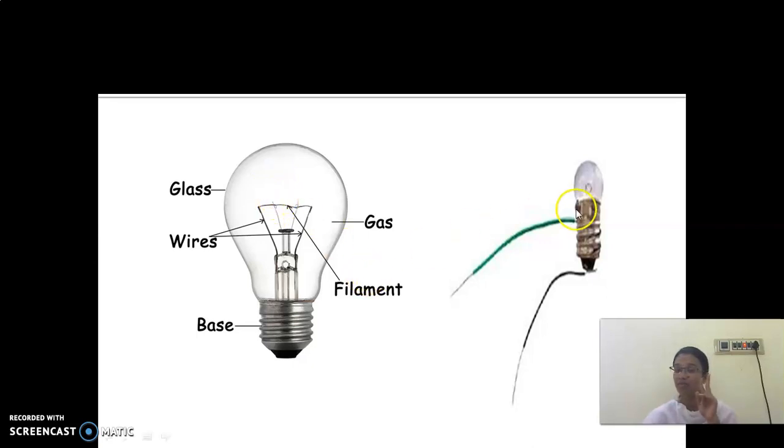So we have two terminals. Look at here. One is at the top and the other one is at the bottom. So we can take a cell and connect it to the top and the bottom terminal. That is the positive and negative terminals. Clear, children?